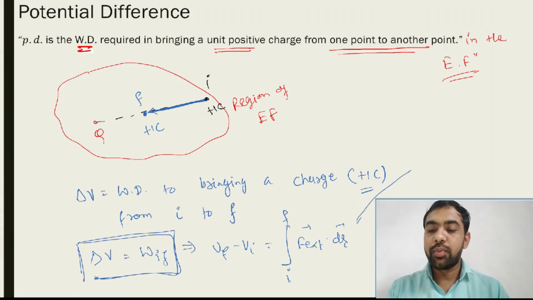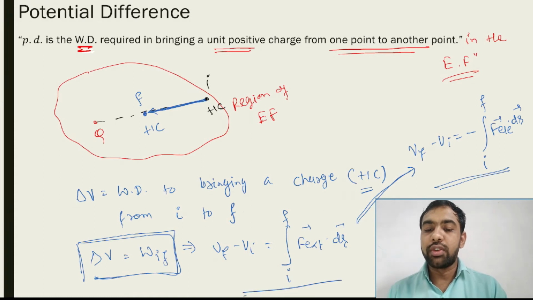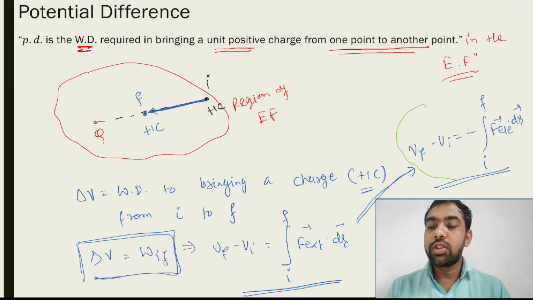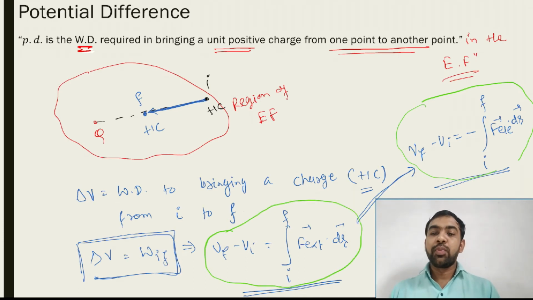You can also write it like this: V final minus V initial is equal to minus the integral from I to F of F electrical dot dr. Both of these equations represent the potential difference. Note both of these equations in your books properly, because the full theory of this depends on these two equations.